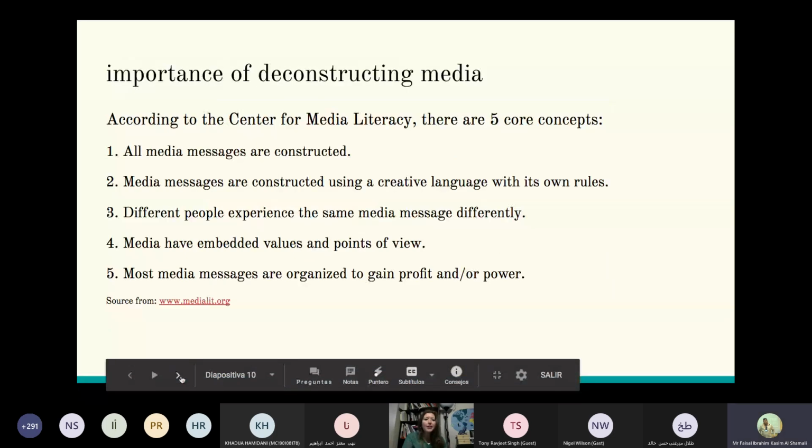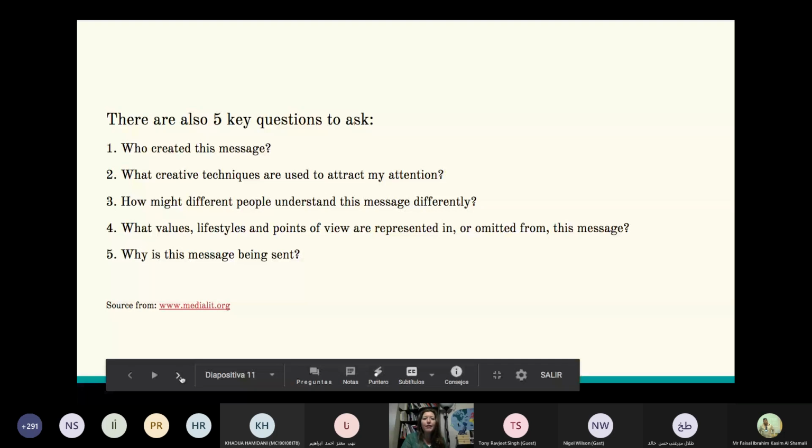Okay. So the 5 core concepts are here. And this is, again, medialit.org. And I think this is the slide, right? There's one, and then there's also the 5 key questions to ask. These are also from medialit.org.